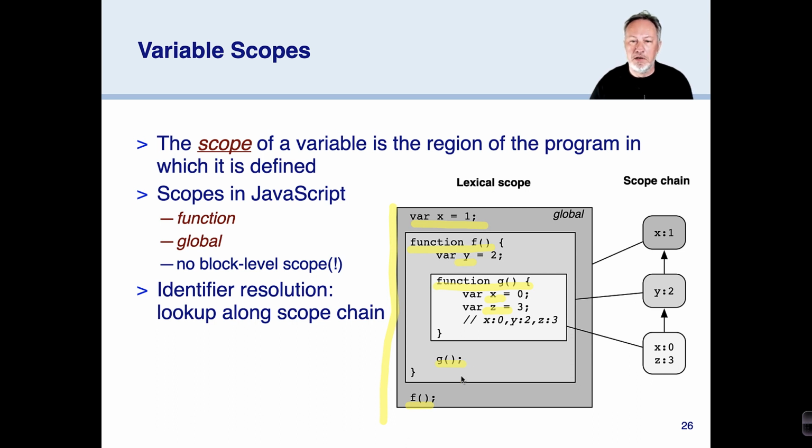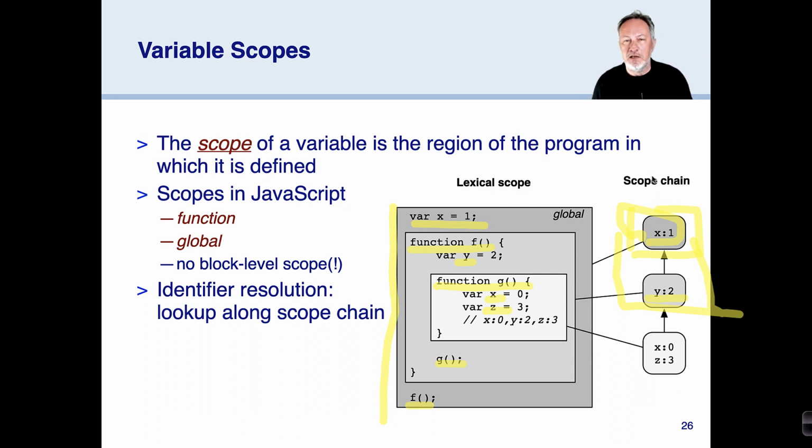Now what's going on here? In the global scope we have a variable x, so we have an environment here with x defined. Within f we have another environment, and in this environment y is defined with value 2. Then we have function g with variables x and z. Within the global scope we only see this environment. Within the scope of f we see our local scope, but we also see the global scope.